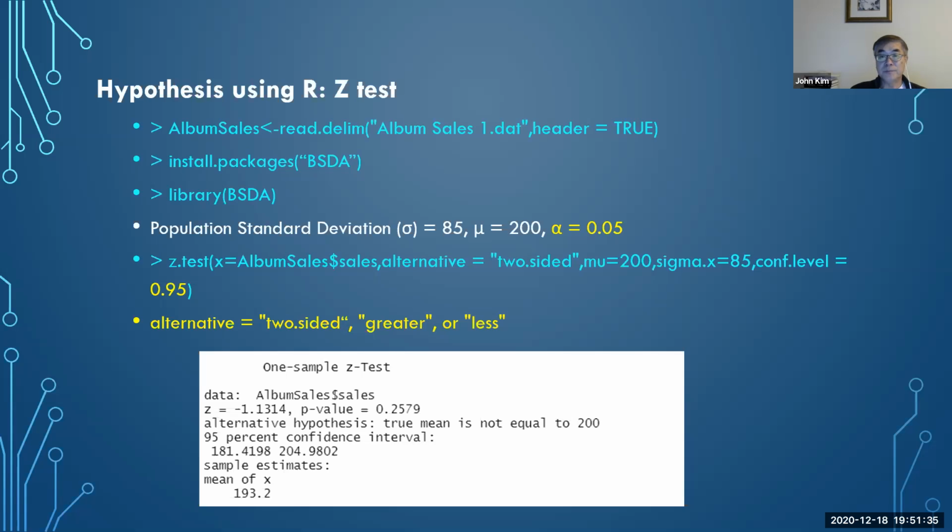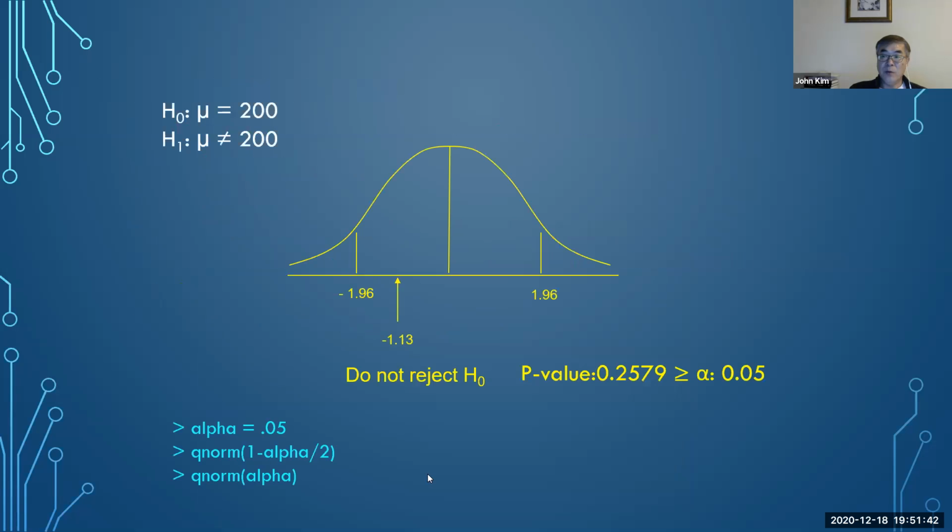So it is significant. By the statistical hypothesis test, we can say the sales is 200, and it is statistically significant. So like a proof statistically, that is a hypothesis test.